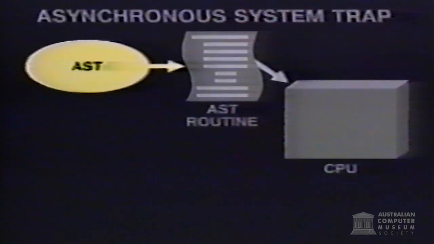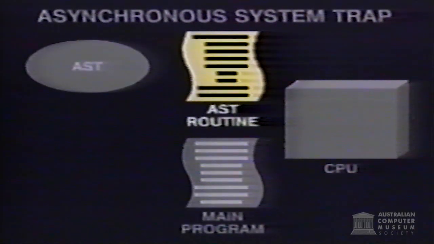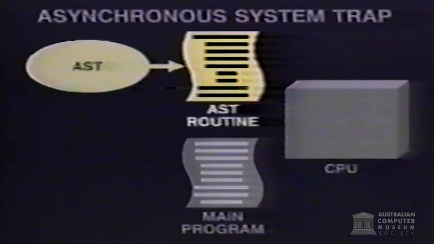Another system service used for event notification within a process is the asynchronous system trap, or AST. An AST is used when a process needs to execute a routine whenever a condition occurs, such as a certain time of day. An AST routine is like a subprogram in that it is established by the main program. It is different, however, because it is called asynchronously by the operating system via the delivery of an AST, not synchronously by the main program.